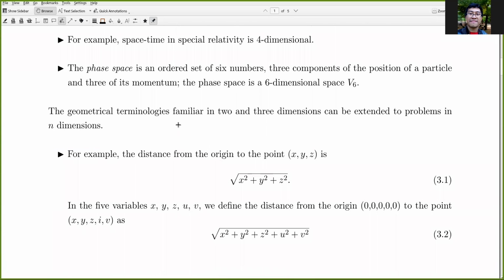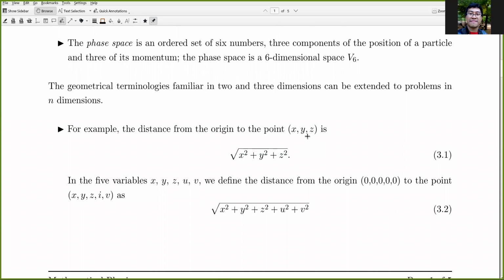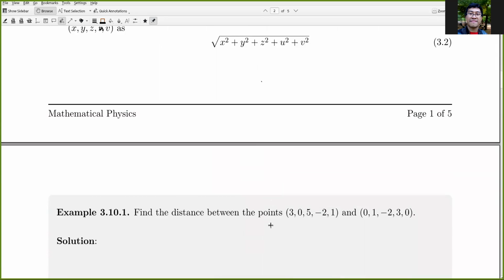Geometrical terminologies familiar in 2 and 3 dimensions can be extended to n dimensions. So for example, you have a distance from the origin to point xyz. The distance is the square root of x squared plus y squared plus z squared. In 5 variables, x, y, z, u, v, the distance from origin to that point would be the square root of x squared plus y squared plus z squared plus u squared plus v squared.